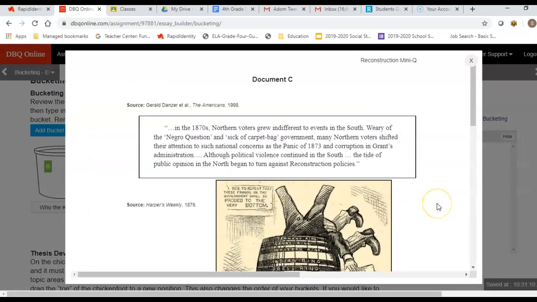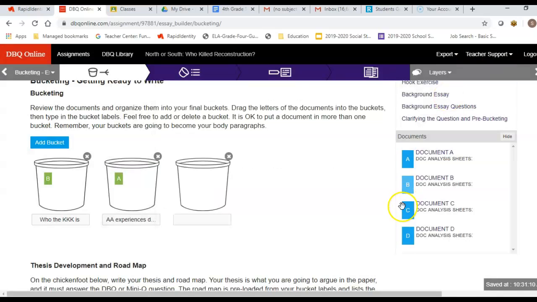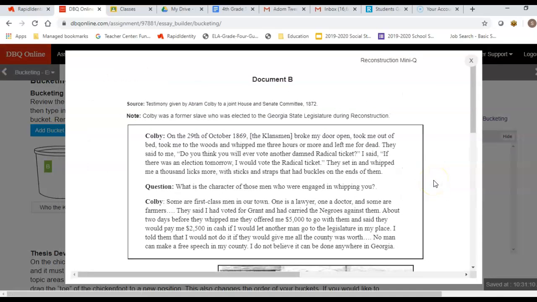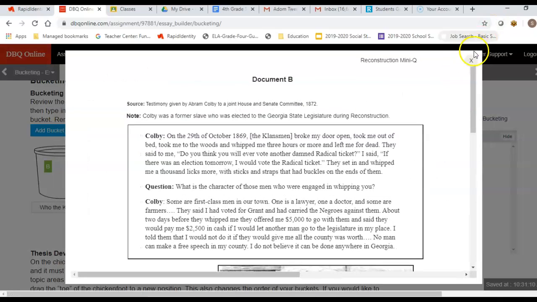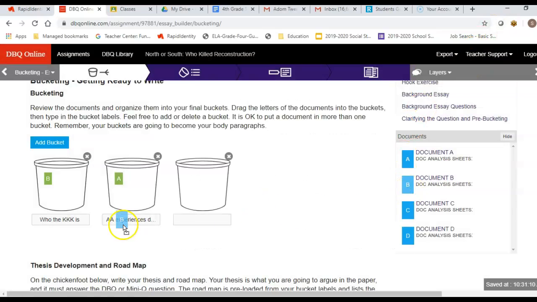Let me see, document C. No, that wasn't it. Was it document B? Yeah, it was document B. This is from a former slave. This is what he wrote. So I definitely need this in this paragraph. And it's okay to use your documents twice. Remember it says it is okay to put a document in more than one bucket. So it's okay to have document B in both.